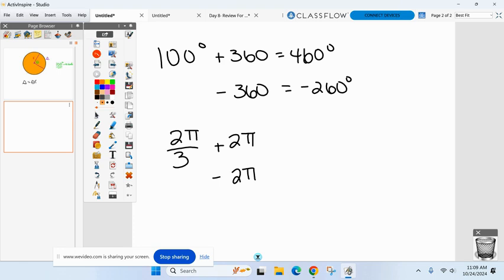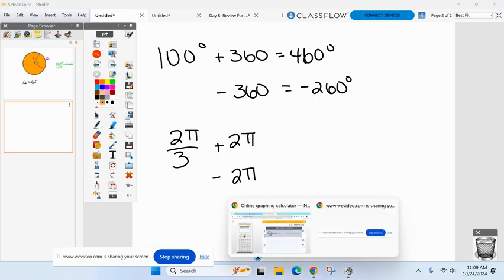Good, Tyler? Yeah. So when I hear coterminal, I'm adding or subtracting 360 or 2 pi. Boom. Don't tell me what the actual angle is. A couple of you did that on the quiz. I don't care what it is. Add and subtract 2 pi from it.